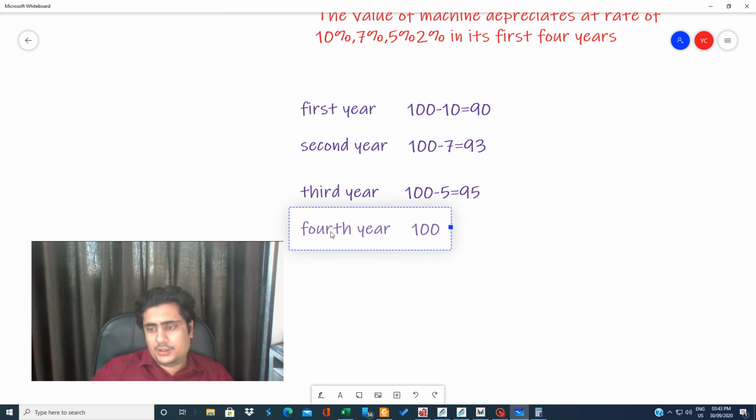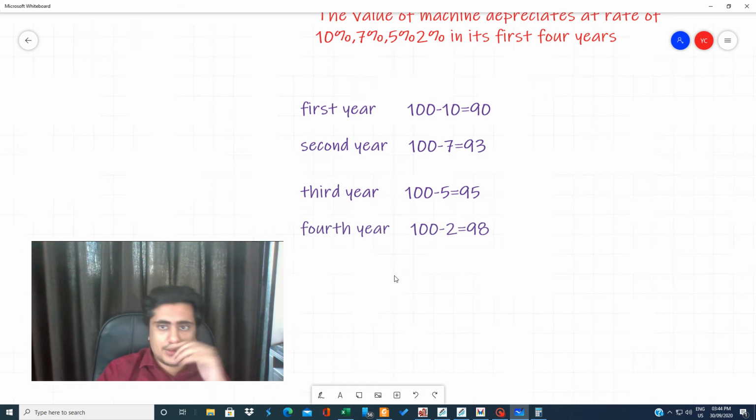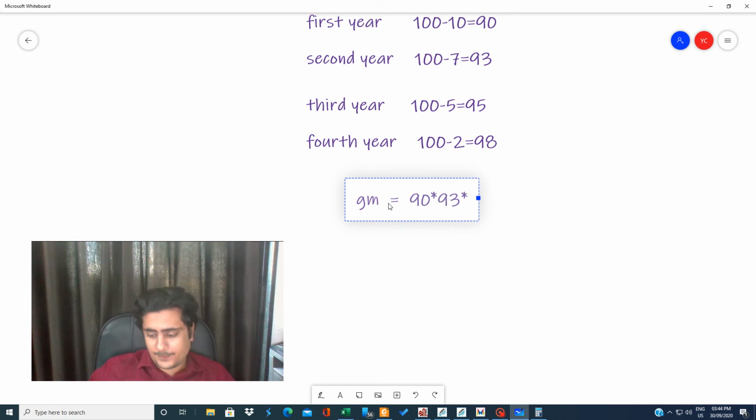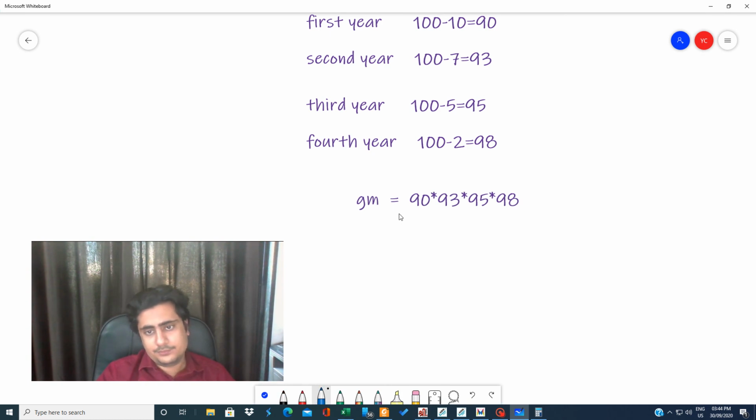Same way in fourth year, it's 100 minus 2, which is 98. Okay. So in this way, there are 1, 2, 3, and 4 years. Now we need to find geometric mean. How will I find geometric mean here? I'll multiply all the digits and we'll be doing square root for the same. There are 4 digits, so we'll be doing fourth root for the same.